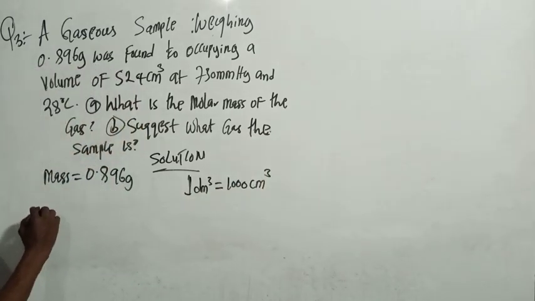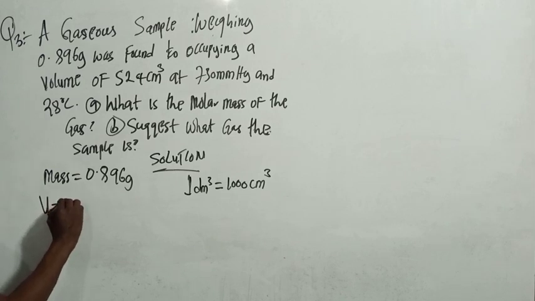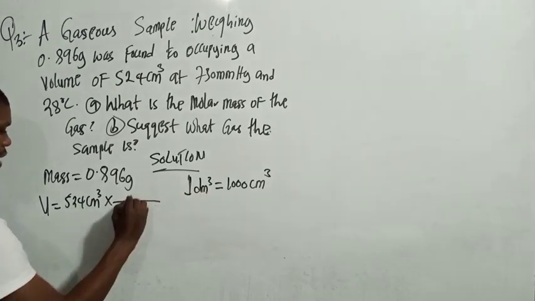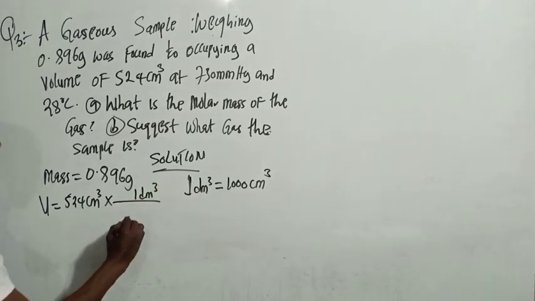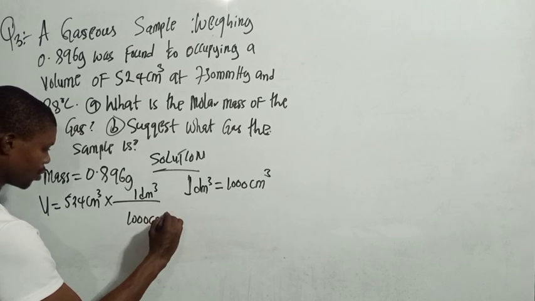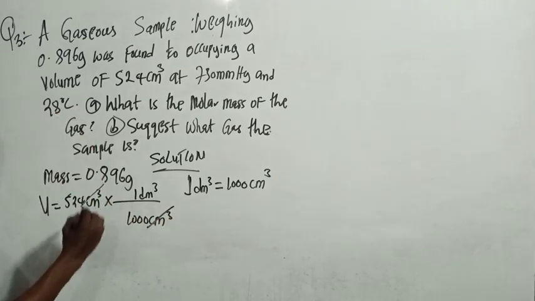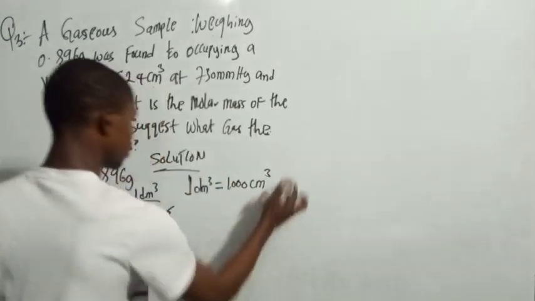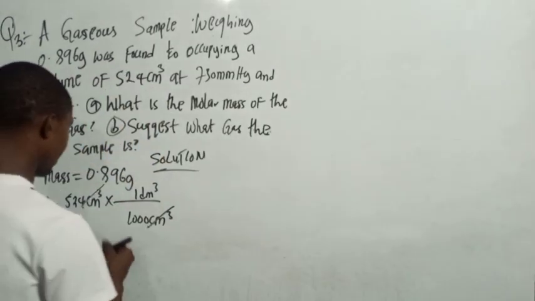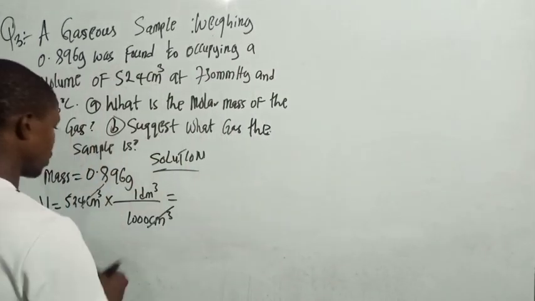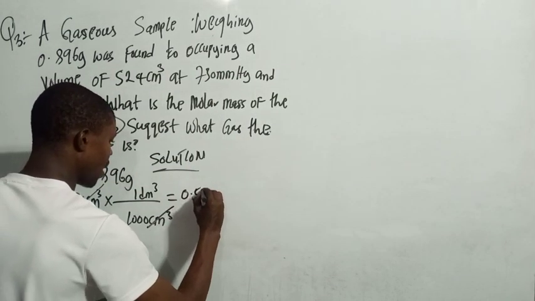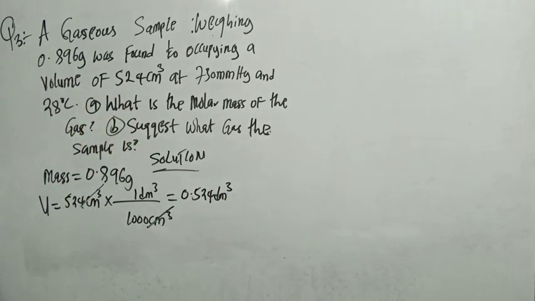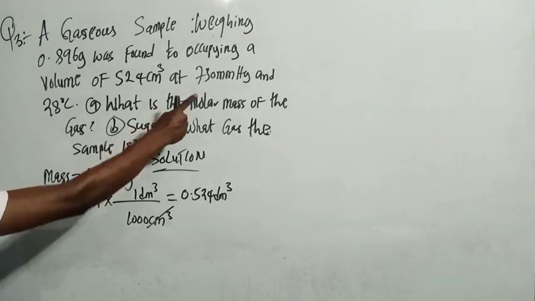So here we have the volume equal to 524 cm cube times 1 dm cube over 1000 cm cube. As cm cube cancels cm cube, we divide by 1000. So what you have here is going to be 0.524 dm cube.